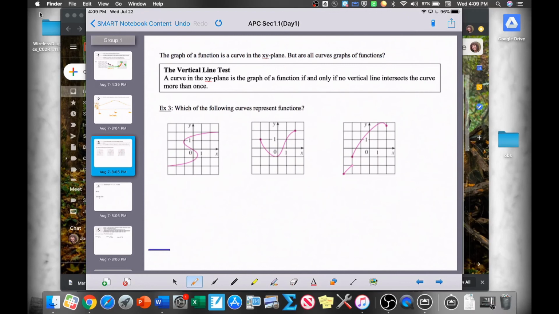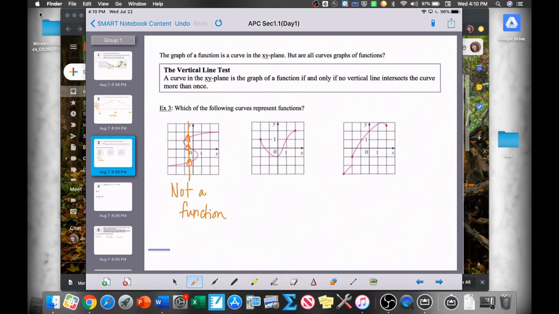The vertical line test basically says that any curve in an xy plane is a function if and only if no vertical line intersects the curve more than one time. Well, that's easy enough to decipher when we look at graphs. If I draw a vertical line on my first graph right here, notice that it crosses this curve in 3 different places with the same vertical line. That is a fail as far as the vertical line test is concerned. So this graph would not be a function, because it does not pass the vertical line test.